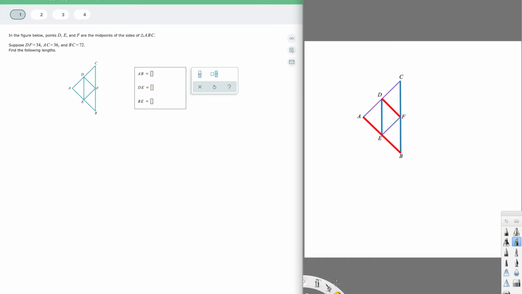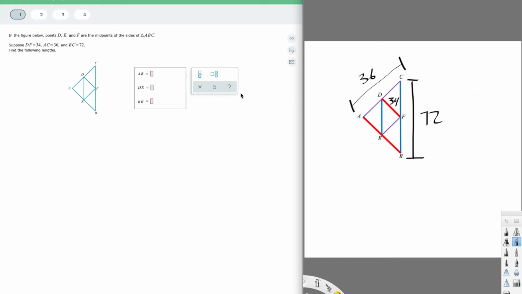And now we're going to fill in some of the given here. So suppose DF is 34, and AC, which is the whole side here, is 36, and BC, which is the whole side over here, is 72. So now it's asking us to fill in the other three lengths. Because remember, it's a triangle, so it's three sides, but then we also have this inner triangle with three more sides. So if we are given three things, there's three more pieces that we can fill in with that, potentially.